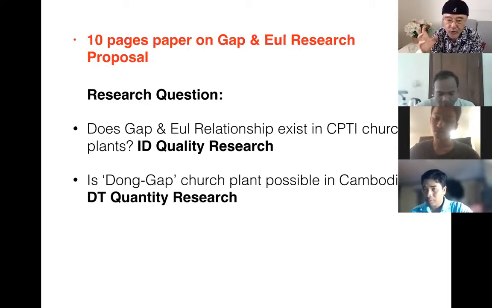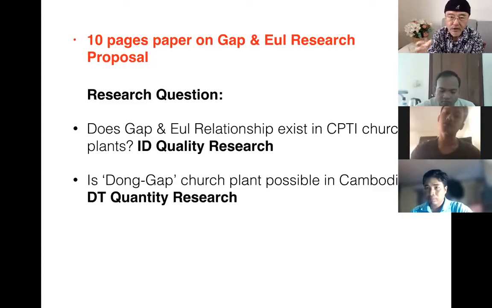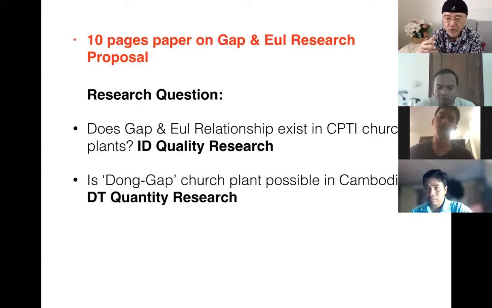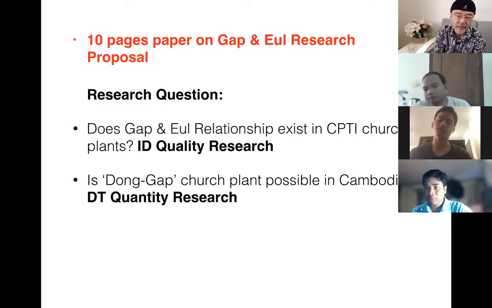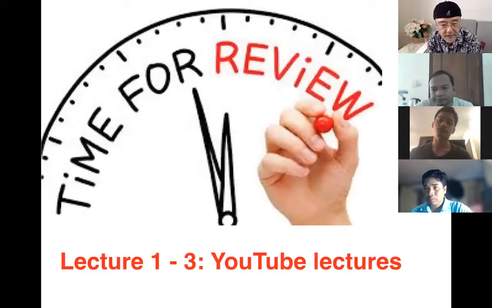Or if you want to do a data-driven, theory-based quantitative research, you have to ask, is Donggap church plan possible in Cambodia? Donggap means partnership. Can true partnership exist? And then you need to do quantitative research on that. So you choose one or the other. So while we're learning the next 3 weeks, kind of think about that, and then you approach it from that angle.